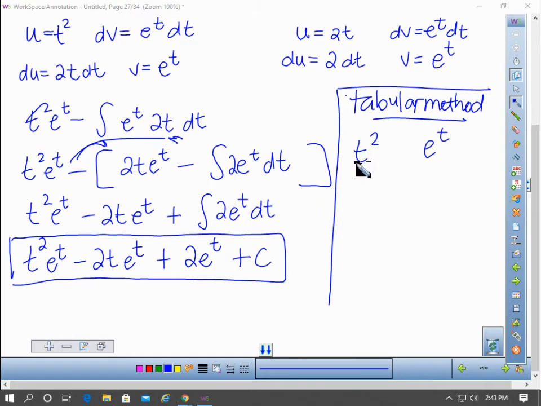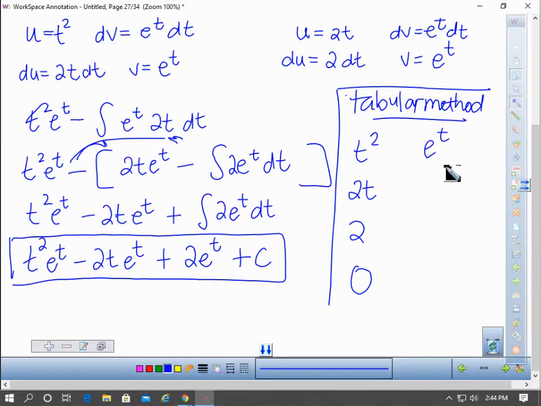So we're going to keep taking the derivative of t squared until we can't do it anymore. So the derivative of t squared is 2t. Then the derivative of 2t is 2. And then the derivative of 2 is 0. So you just keep taking the derivative until it stops. All right, now over here, you're going to do the antiderivative and work backwards. But the antiderivative of e to the t is e to the t. So that's why this one is so easy. The antiderivative is e to the t.